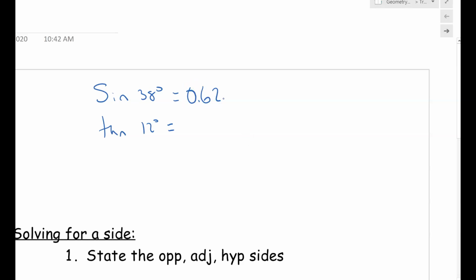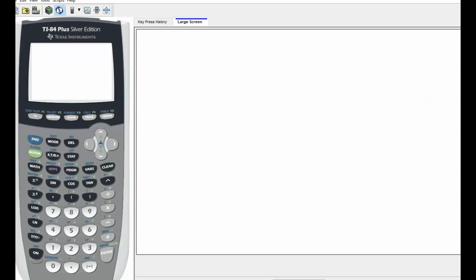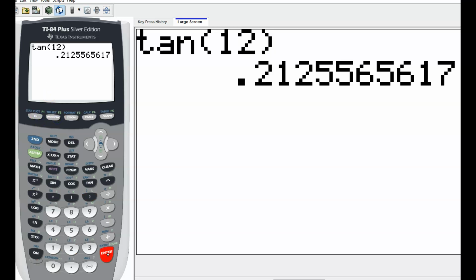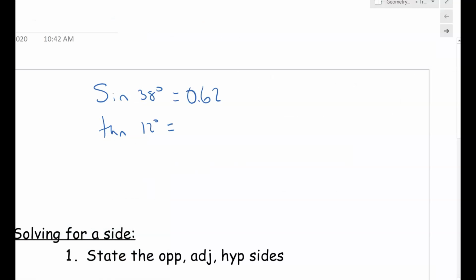Okay, the next one, tangent 12. I'm going to use the other calculator to show you. In this one you're going to type in tangent, and you're going to hit 12, and then you hit enter, and that's how you do it. So it just depends on the calculator. So that's 0.21. Truthfully, we're going to kind of hit things all in one. You'll see what I mean here in a little bit.